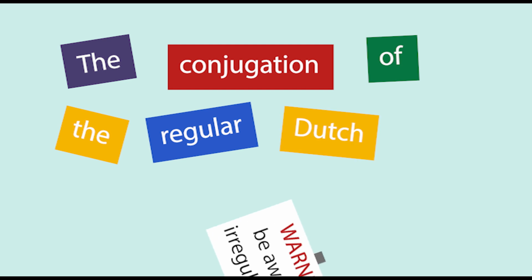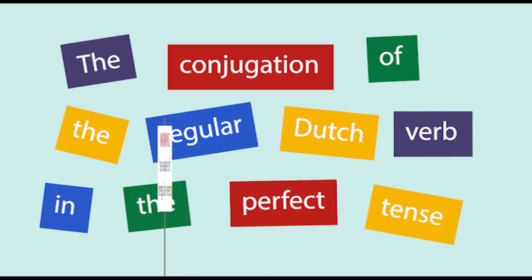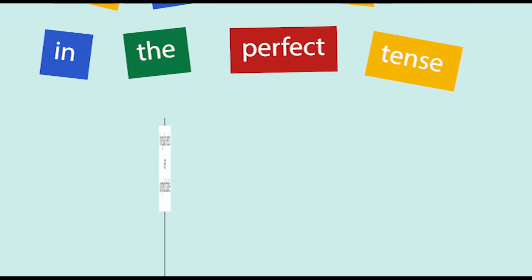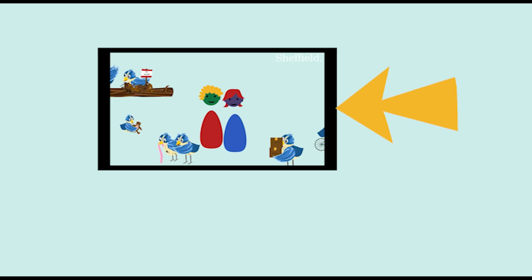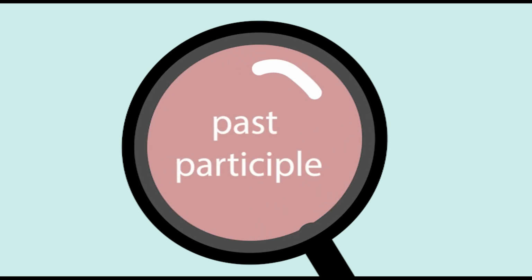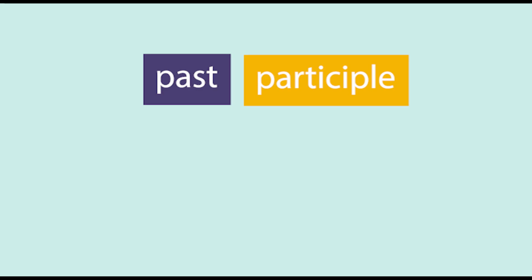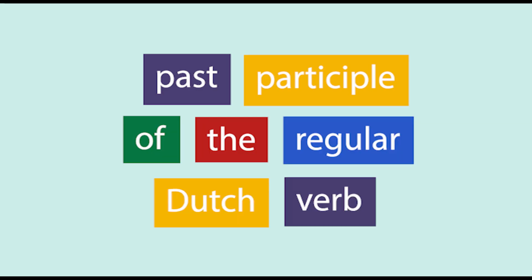This video covers the conjugation of the regular Dutch verb in the perfect tense. Please make sure you are familiar with our video about the Dutch verb in the present tense before you watch this one. In this video, we will concentrate on the formation of the past participle. After watching this video, you will be able to form the past participle of the regular Dutch verb.